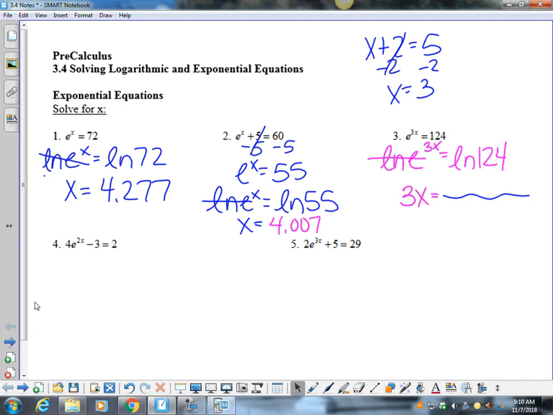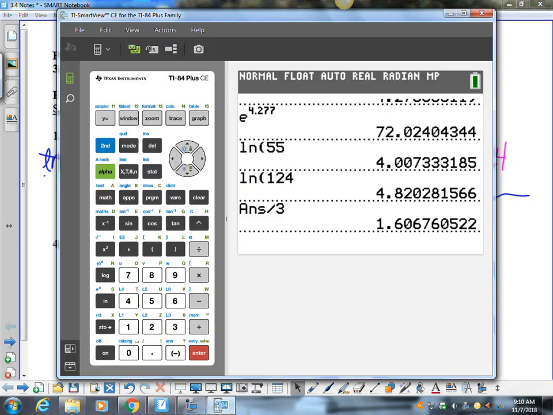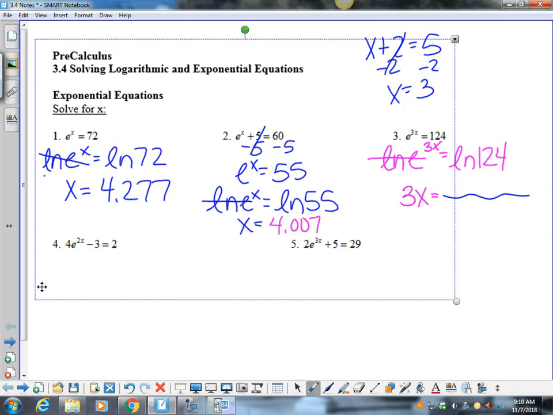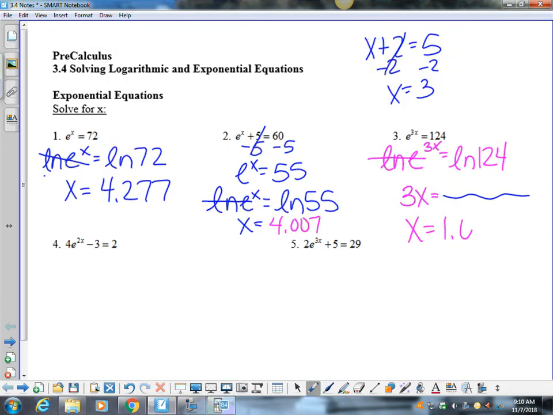Because that 3 is up in a power, he's not available to be divided by yet. He's unavailable. He's like up in a tower. You got to get him out of the tower first. So what are we going to get? 1.607. Super paranoid people could do e to the 3 times 1.607, and you're going to get 124-ish.